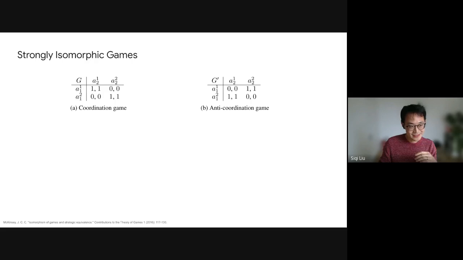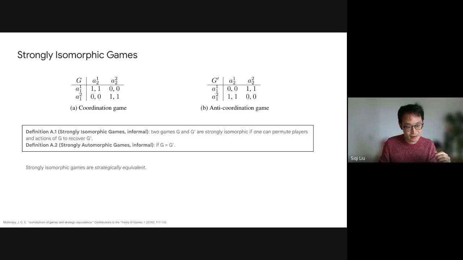Now it turns out this is not actually a new observation. In the game theory literature, if we go back, we can see that there is a well-known definition of this kind of relationship, referred to as strongly isomorphic games. So here I'm showing two games, a coordination game and an anti-coordination game. You would say they're different, but you can imagine we can construct the anti-coordination game by simply permuting the columns or the rows of the coordination game. So in that sense, these two games are said to be strongly isomorphic because we can construct one from the other through this kind of permutation operation.